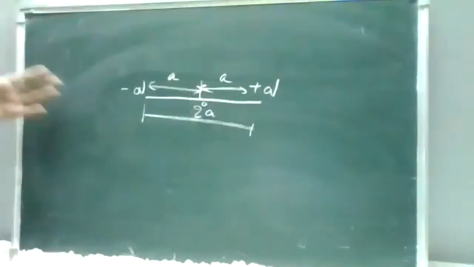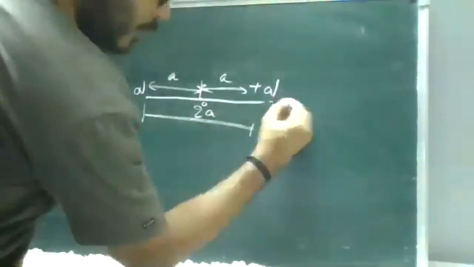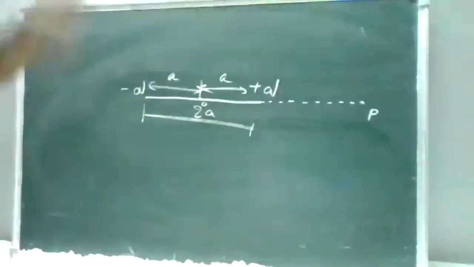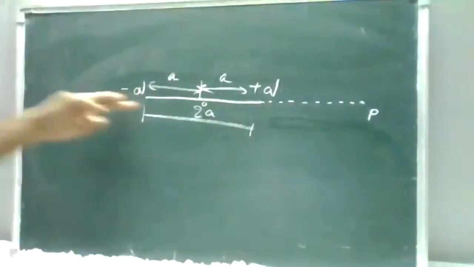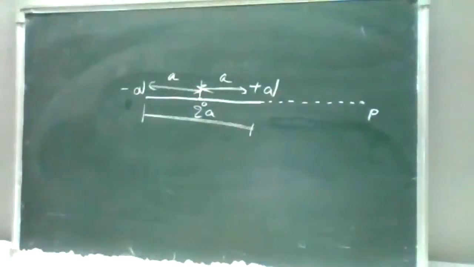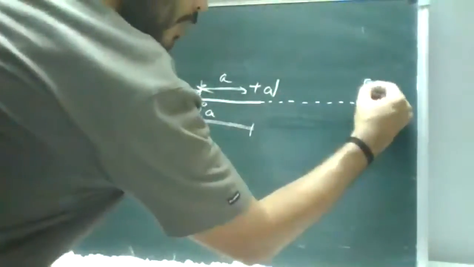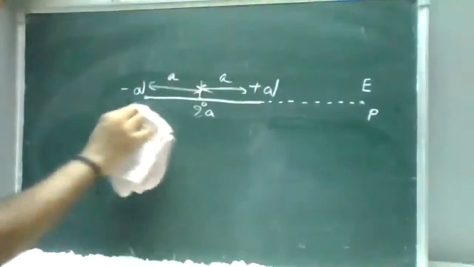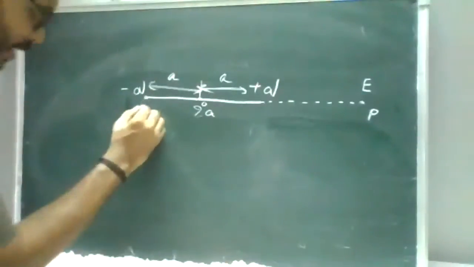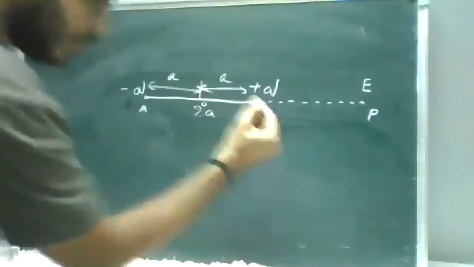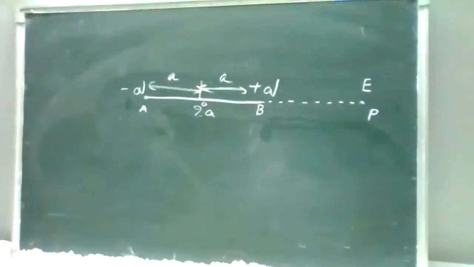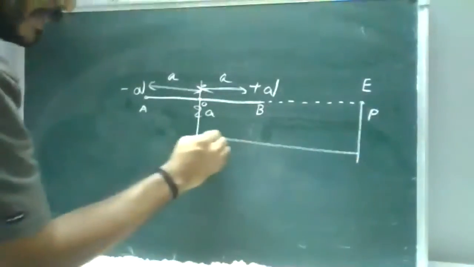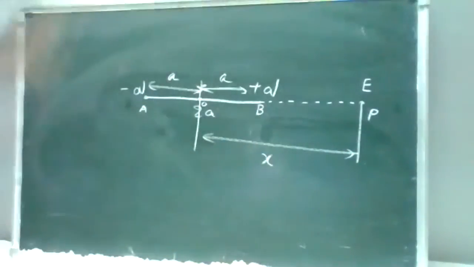Now on the same axis, I'm taking one more point, away from the center, P, where we are going to find the electric field. Let me mention some names here: minus Q I'm taking as point A, and plus Q as point B. First of all, the distances. From the center to the point P, I'll take the distance as x.